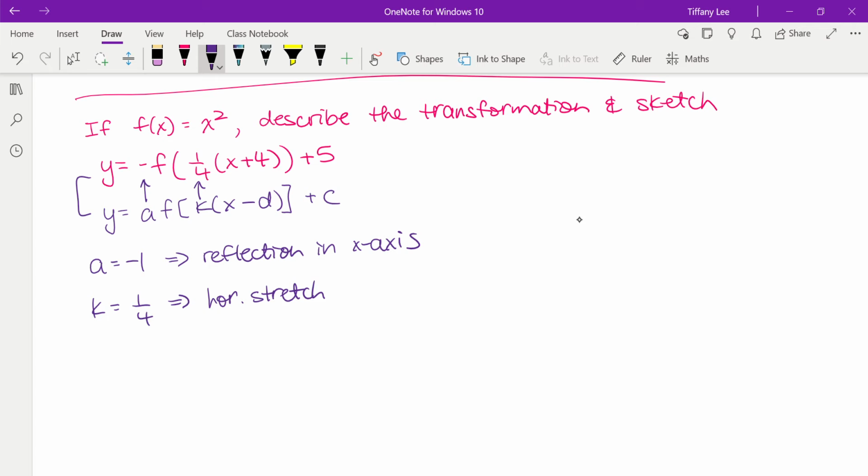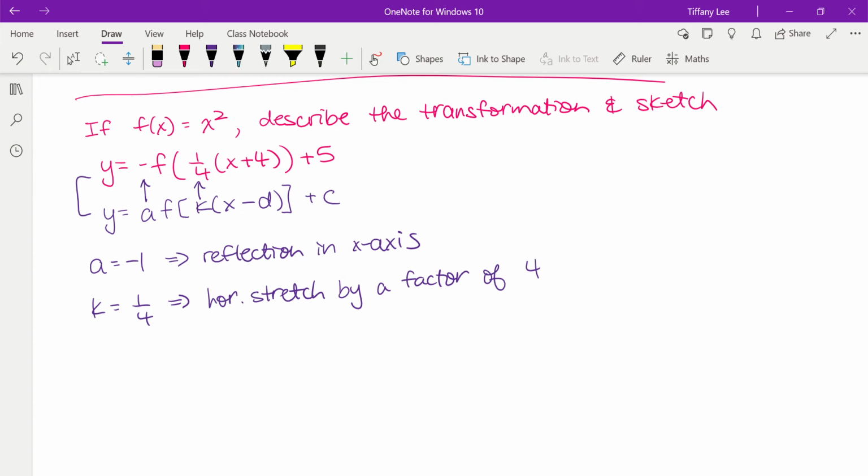It's a horizontal stretch by a factor of not 1 over 4, but of 4. So you have to flip your 1 over 4. So it's a horizontal stretch by a factor of 4, right? How I remember it is, if I'm flipping this 1 over 4, it becomes 4. Whenever you multiply something by 4, it's going to become bigger. So therefore, it has to be a horizontal stretch.